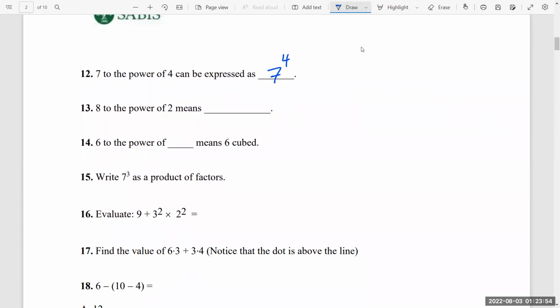7 to the power of 4 can be expressed like this, 7 to the power of 4. 8 to the power of 2 means 8 squared, it means 8 times 8. This is the meaning of 8 power 2. 6 to the power of what means 6 cubed? 6 to the power of 3, of course. Write 7 cubed as a product of factors. It means 7 times 7 times 7. If you want to write it 7 times 7 this way, no problem. Dot.